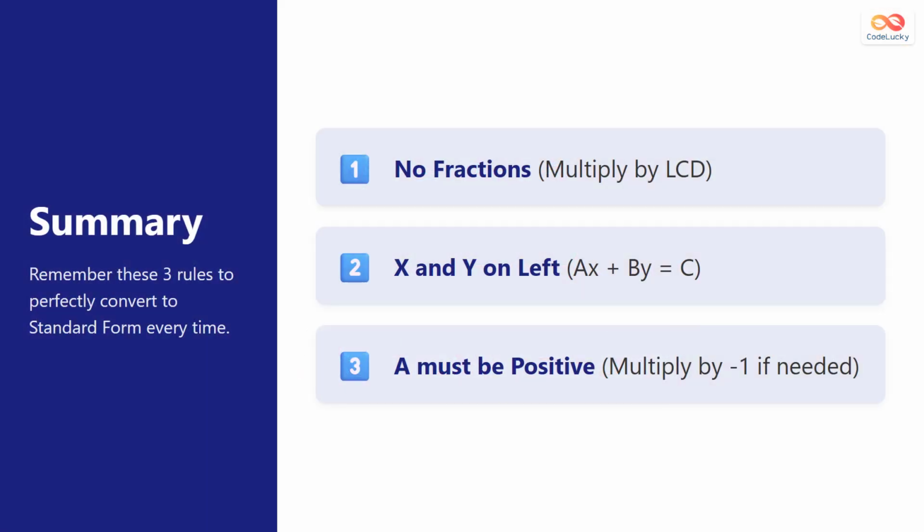To summarize, just remember this checklist. 1. Clear any fractions immediately. 2. Rearrange the terms so x and y are on the left. And 3. Make sure the coefficient of x is positive. If you follow these rules, you will get the correct standard form every time.